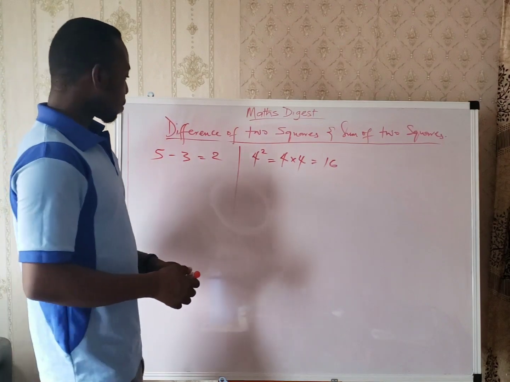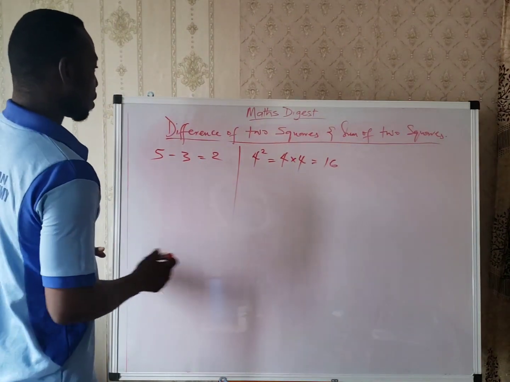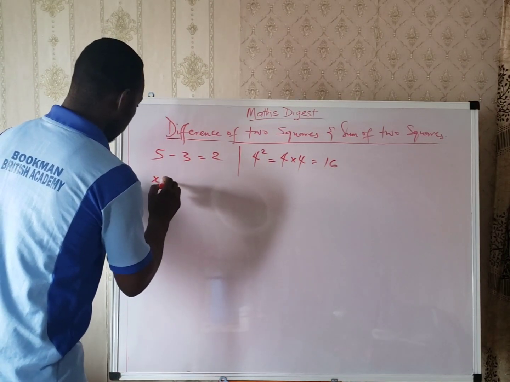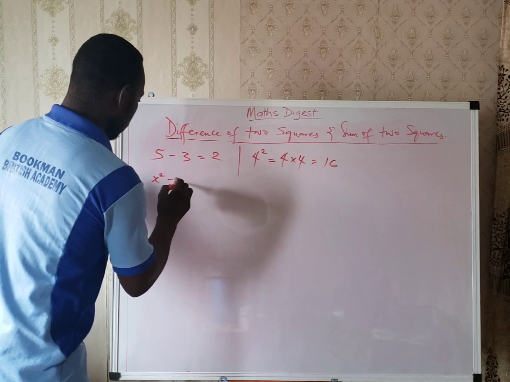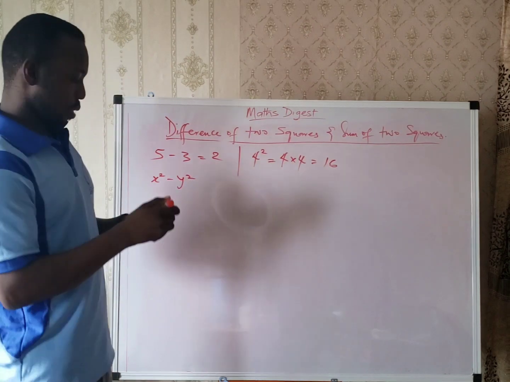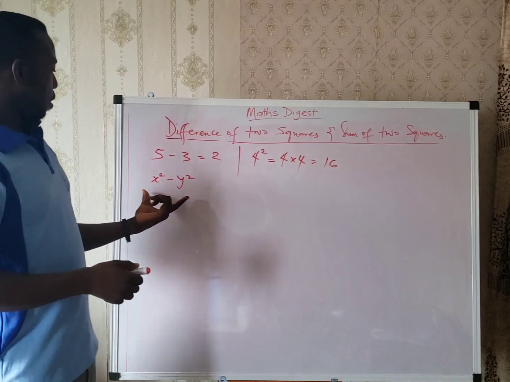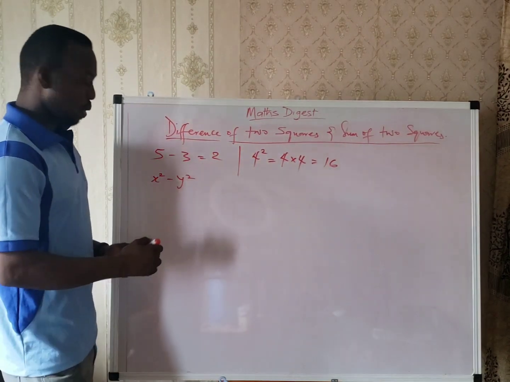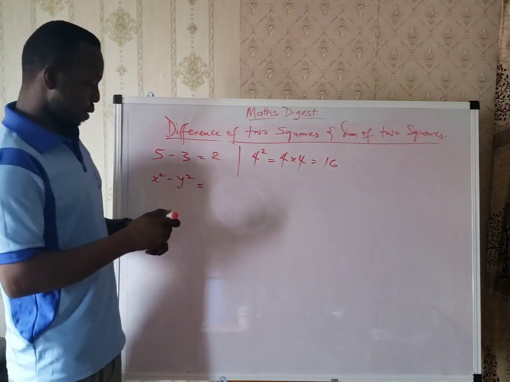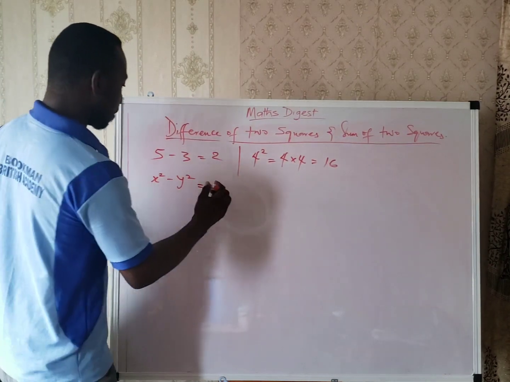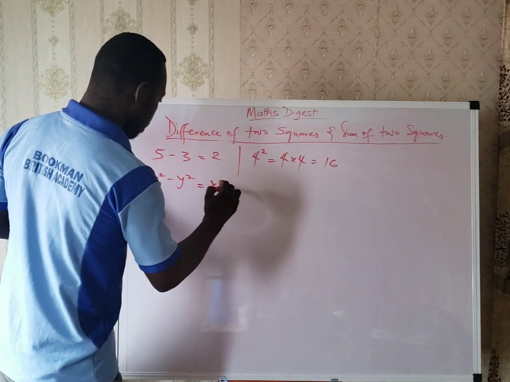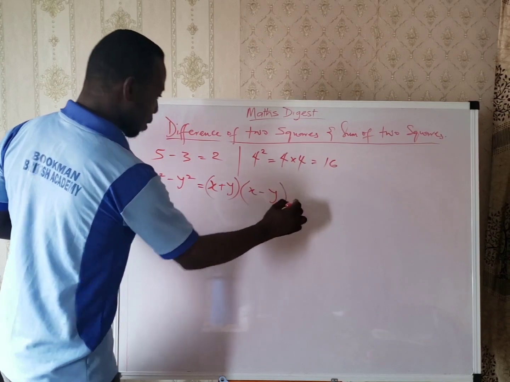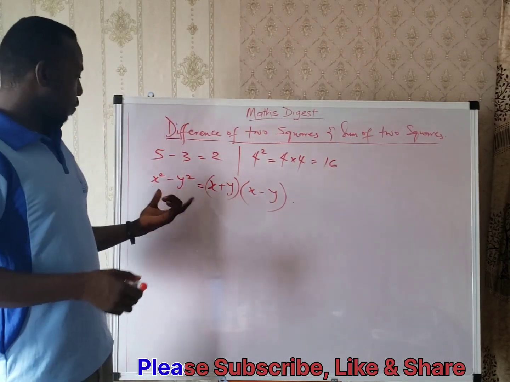Now if you have x squared minus y squared, this gives us a perfect explanation of the difference of two squares, in the sense that the factors of this are x plus y and x minus y. This is what we mean by difference of two squares.